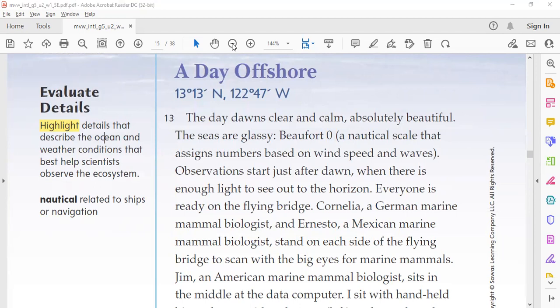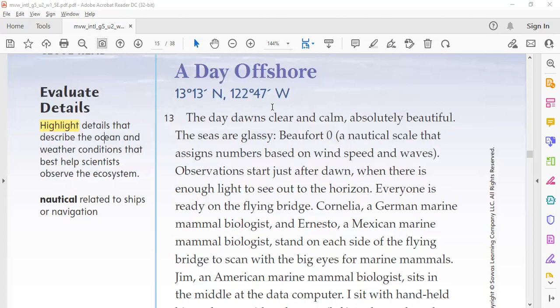A day offshore. 13 degrees, 30 minutes north, 122 degrees, 47 minutes west. So they are going in which direction? Abdulaziz, let's relate to social studies. They're going to the northwest. This northwest is a cardinal direction or an intermediate direction? Intermediate direction. Very good. It's an intermediate direction.